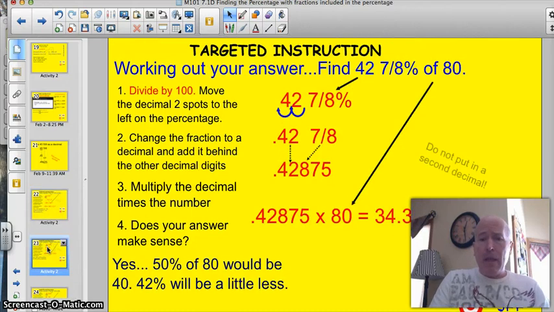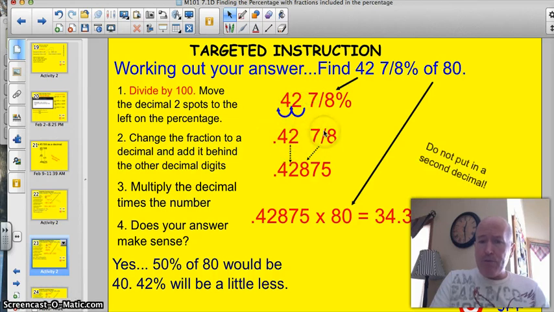All right. How about this one? We need to find 42 7/8% of 80. All right. Well, we start off just like step number 1. We move that decimal point. As we divide by 100, we get to 0.42.